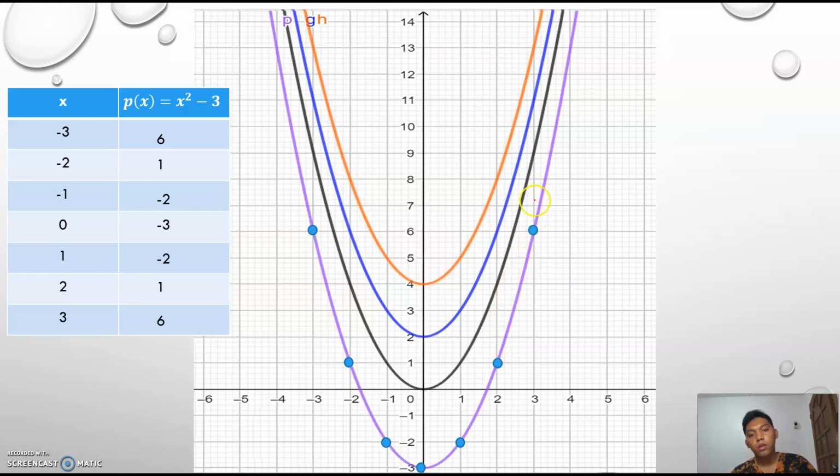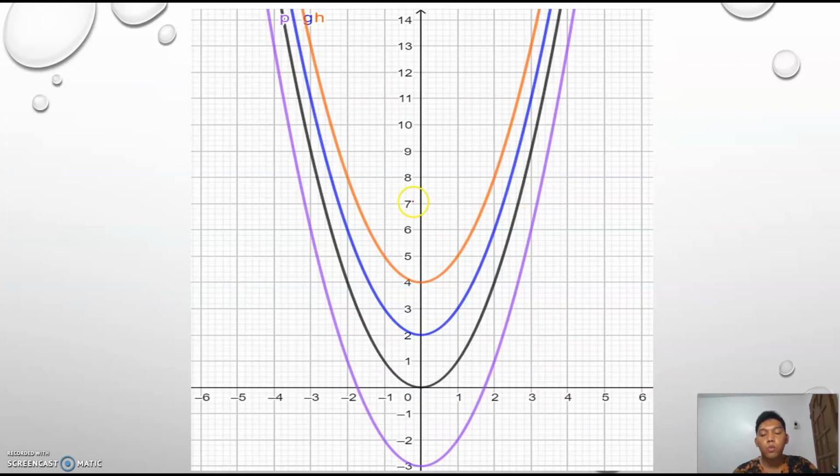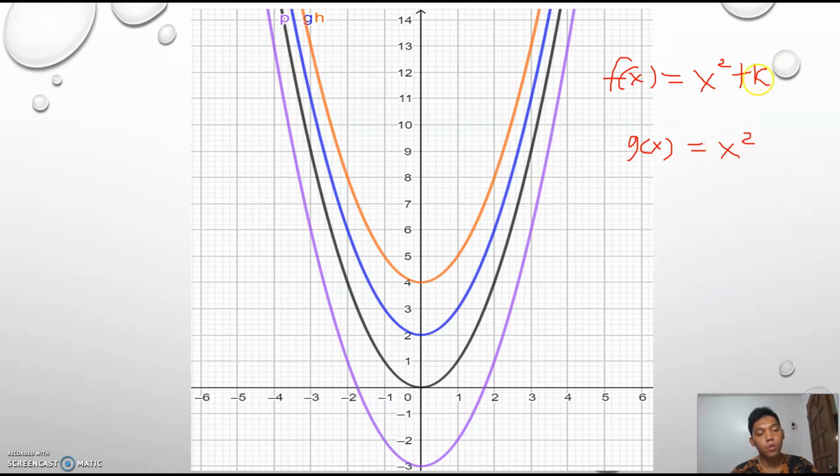There. So my next question is, how do the changes in k in the function f of x equal to x squared plus k affect the graph of the parent function g of x equal to x squared? What does the k imply? What does it do to the function?